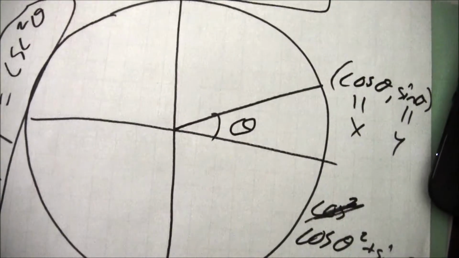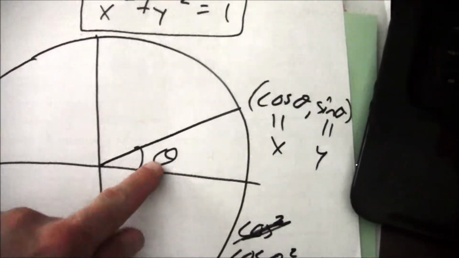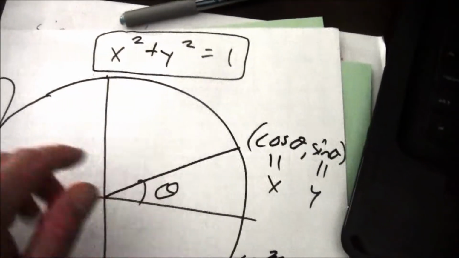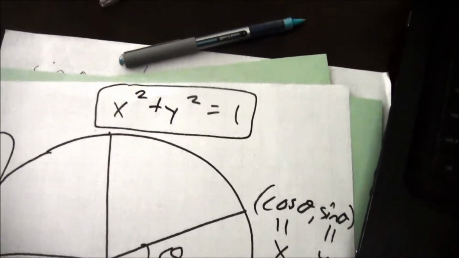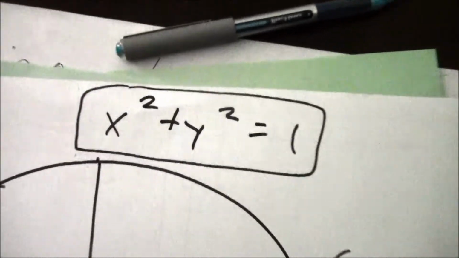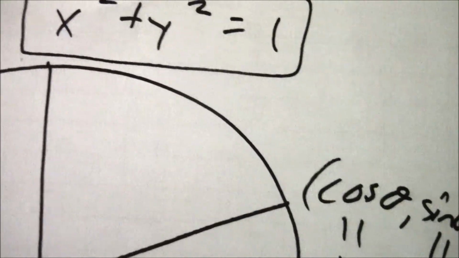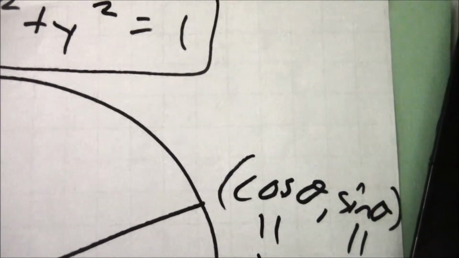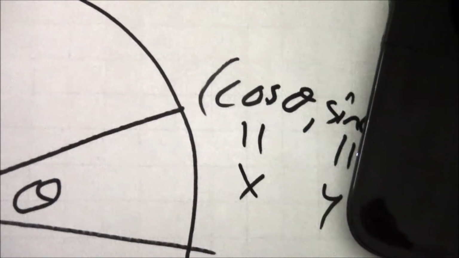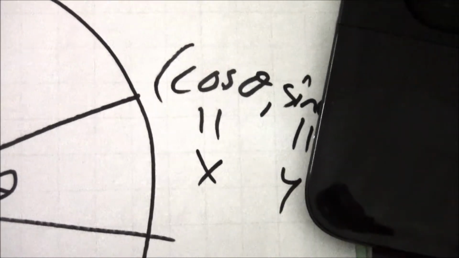Okay, we've got a unit circle here. There's theta, an angle. The equation for a unit circle is x squared plus y squared equals 1. So we have cosine theta and sine theta. Cosine is going to equal x and sine theta is going to equal y.